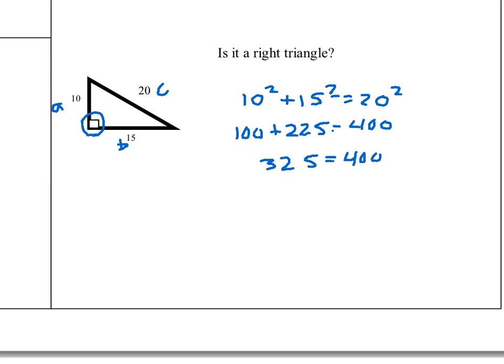After plugging everything into Pythagorean theorem, I get this statement: 325 equals 400. Skip yes or skip no. Is this a right triangle? No. So that statement is not true. So this is definitely not a right triangle. In order for it to be a right triangle, it must make a true statement with Pythagorean theorem. Any other questions before we move on with our work?